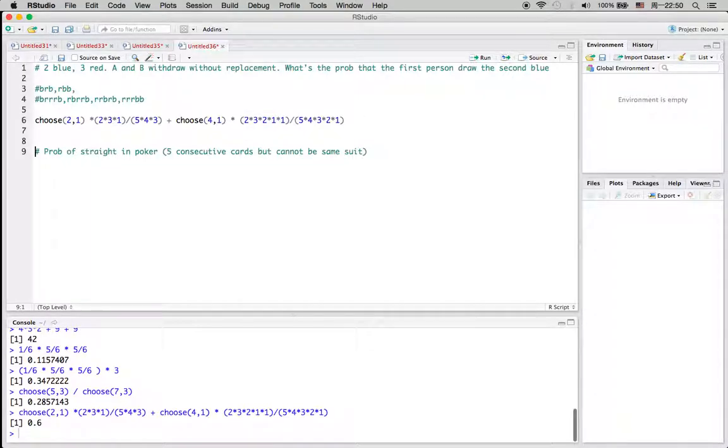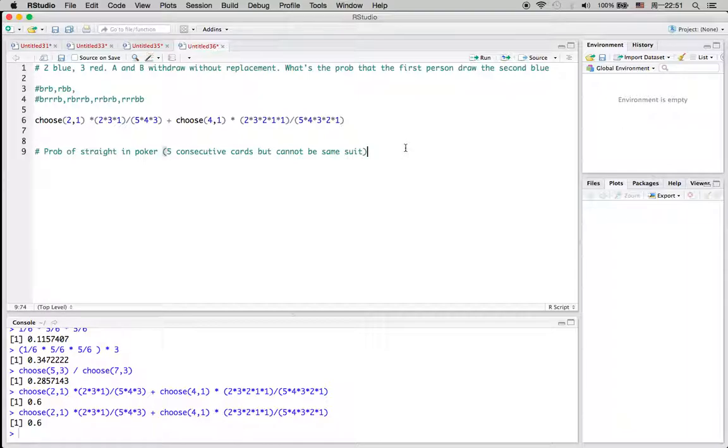So if we calculate this, this will be the probability that the first person draws the second blue ball, given that there are 2 blue balls and 3 red balls in total. In this question, we have to be careful about the possible scenarios: the second blue ball can appear either on the third position or on the fifth position. That means the first blue ball will be drawn in the first 2 or the first 4 positions. So this will be the answer. That's 0.6 for the probability.